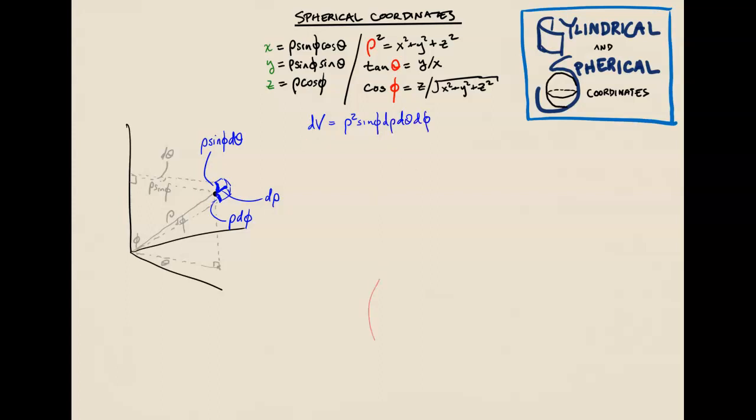And we've got it. With this formula in hand, we can now take a triple integral that's defined over an appropriate region and convert it into an iterated integral involving spherical coordinates.